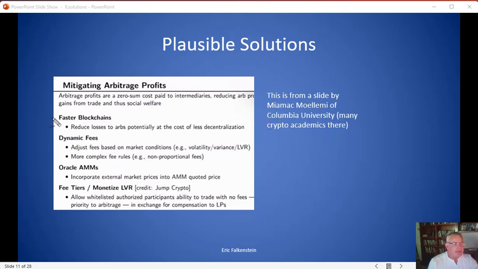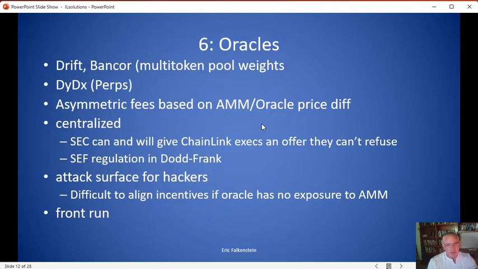And he says, he's one of the LVR guys, and he says some of the solutions include faster blockchains, dynamic fees, oracles, and whitelisted authorized ARBs. And so those are in some of these solutions here. So we agree on that point. And so let's start with oracles. Some AMMs have oracles. I think Drift and Bancor have these multi-token pools, and they use the oracles to update the coefficients on the tokens in these multi-token pools.